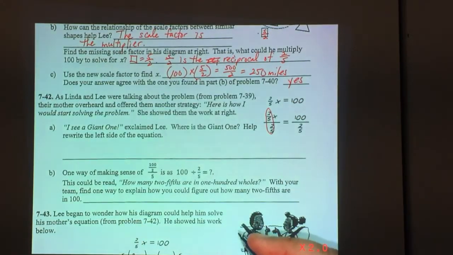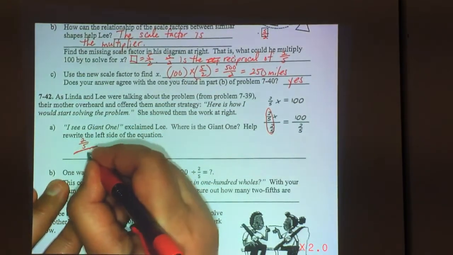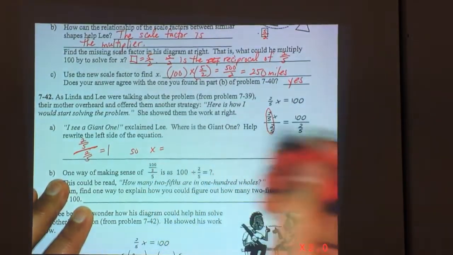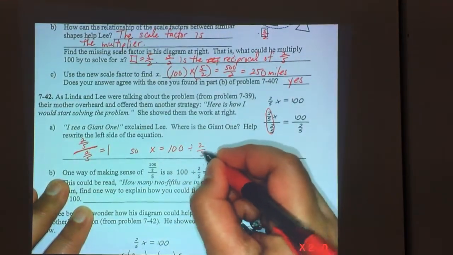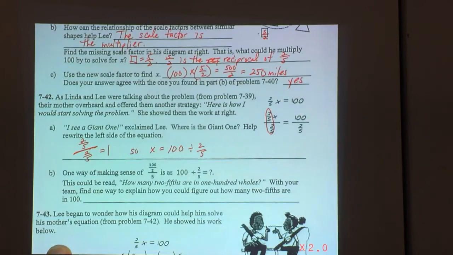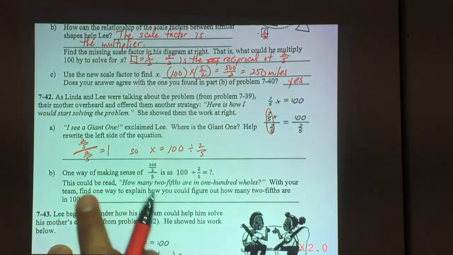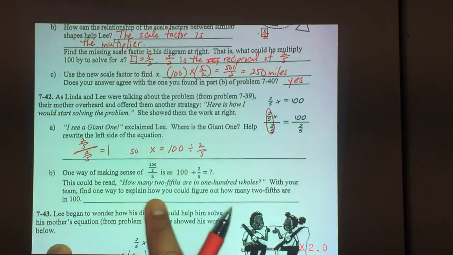Okay, so if I make that a giant 1, look, 2/5 divided by 2/5 equals 1. So, if we make that a 1, then I'm left with x equals 100, and I'm going to rewrite this, 100 divided by 2/5. So when you have 100 over 2/5, that's the same as saying 100 divided by 2/5. One way of making sense of 100 divided by 2/5 is to write it like that. Hey, that's what I just said. This could be read: How many 2/5 are in 100 wholes? With your team, find one way to explain how you would figure this out.